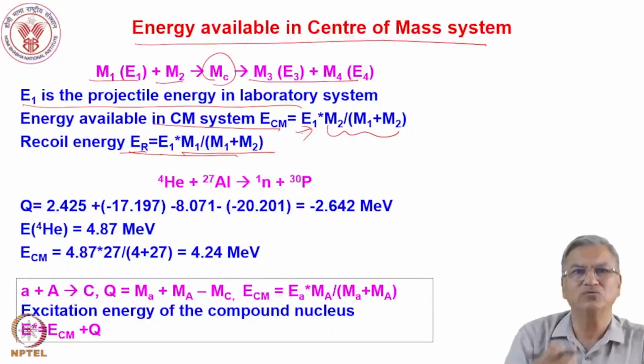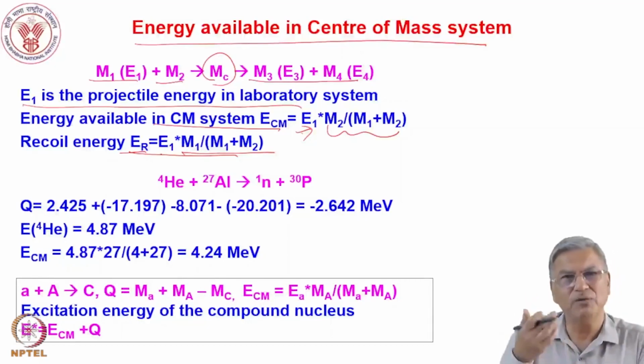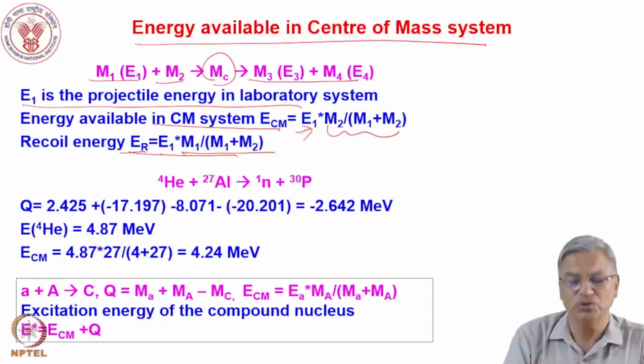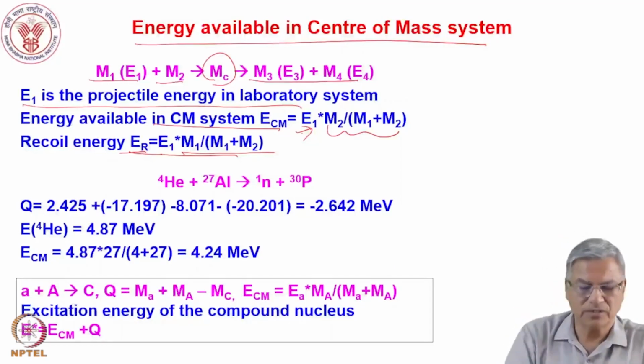Similarly, here in the nuclear reaction, it is the energy available in the center of mass system, ECM, that is the useful energy to induce the reaction. Let us try to explain this in more detail.